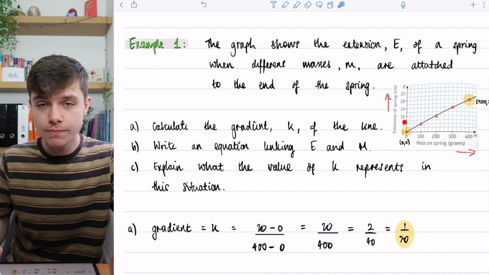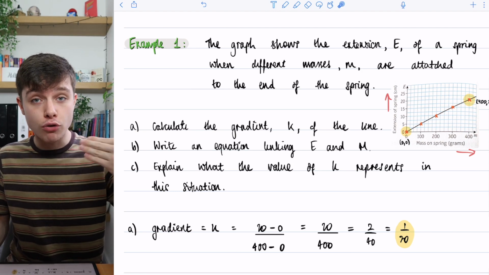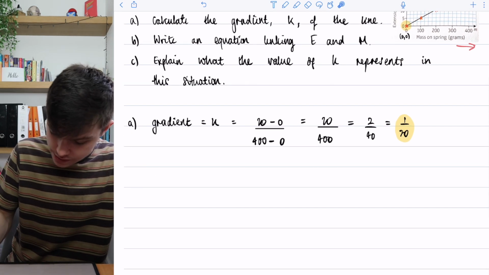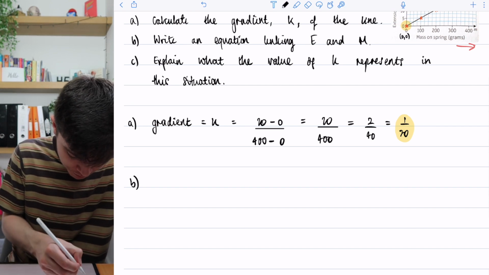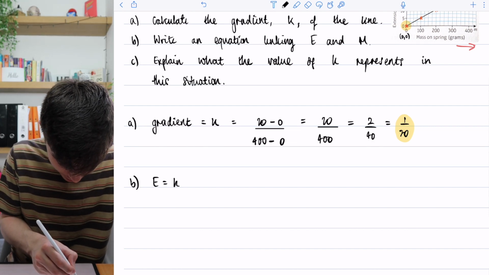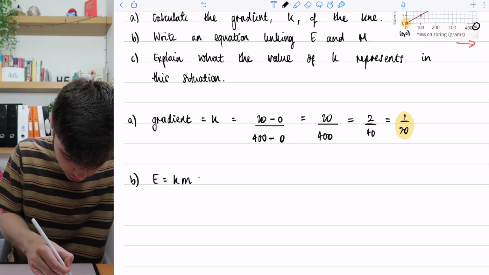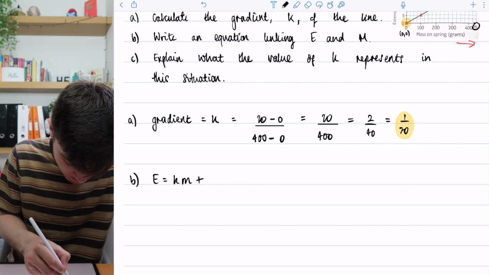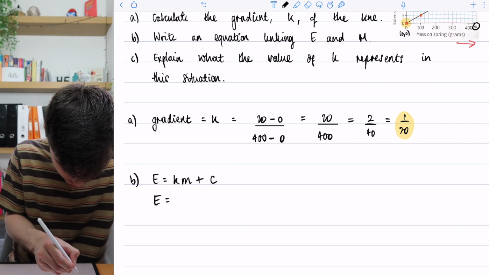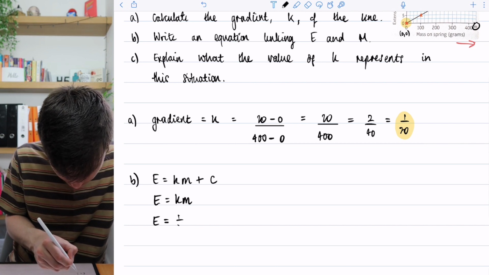We pass through the origin, so the y-intercept is 0. So all we're going to have is y equals the gradient times x, but it's not y and x, it's E and M. So what we're going to have is this, okay? E is equal to some multiple, which is the gradient, times the mass, our x-axis, M, there's our y-axis, which is E, plus the y-intercept. We'll just call that C. Well, we know the y-intercept is 0, so we're just going to have E is equal to some multiple times M, and then we know what K is, it's the gradient, so 1 over 20 M.